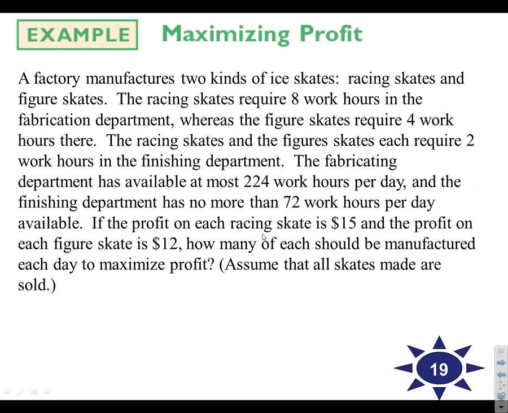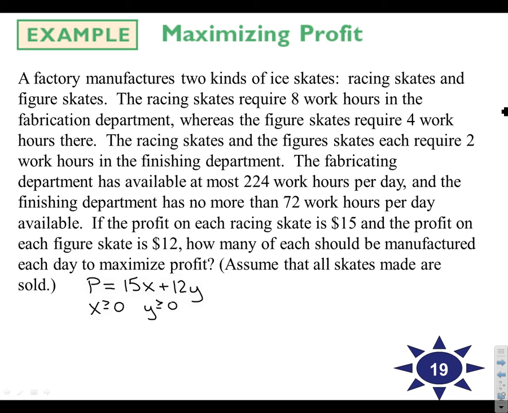Okay, so profit is what we're trying to maximize. So let's start with our objective function. That's going to be the money. So we want to maximize profit. So I'll use P. P equals 15 racing. So let's make racing x, plus 12 for your figure skating. Okay? Figure skating is going to be y. So that's your objective function. That's not what we're going to graph. We know we're going to be in quadrant 1 because you can't make negative ice skates.